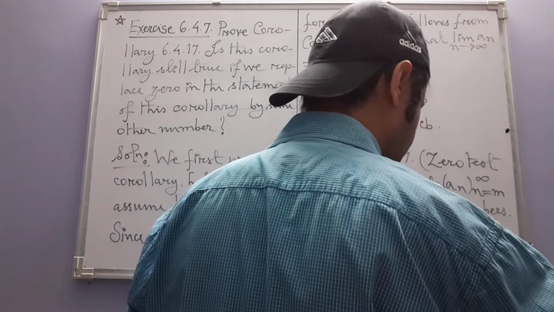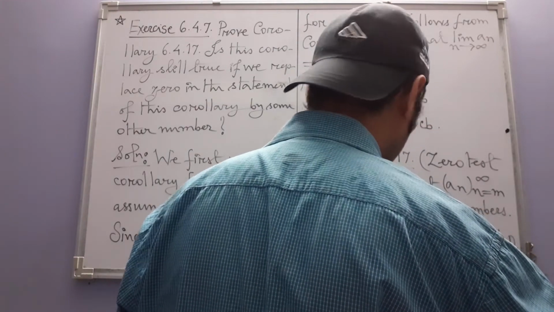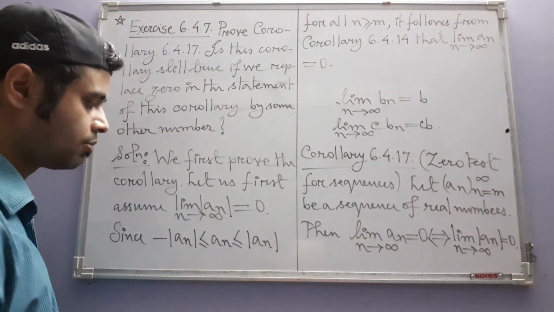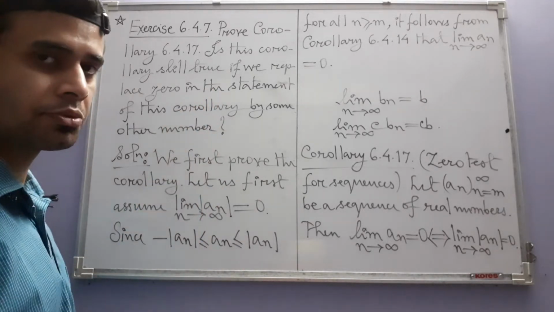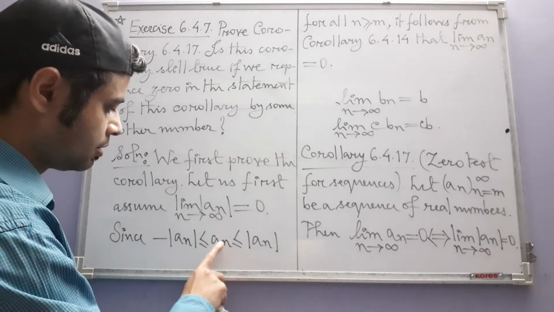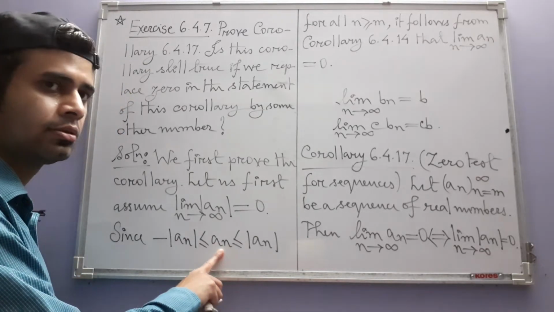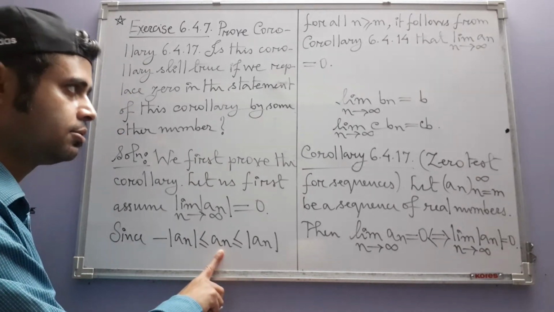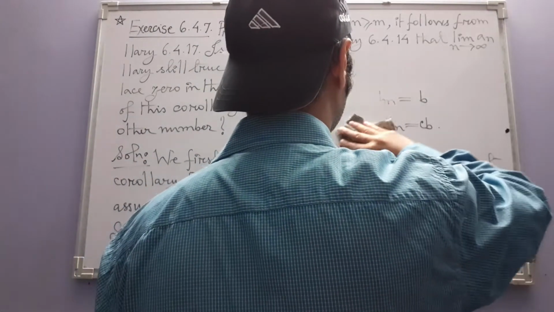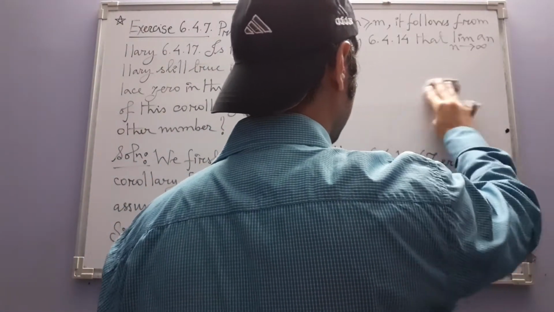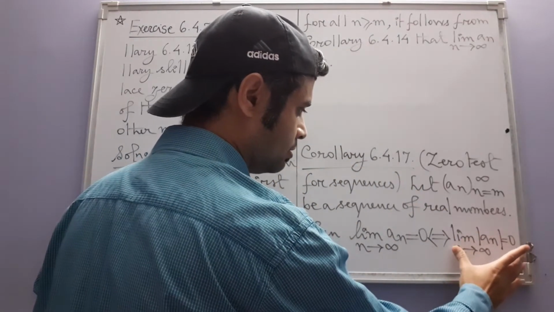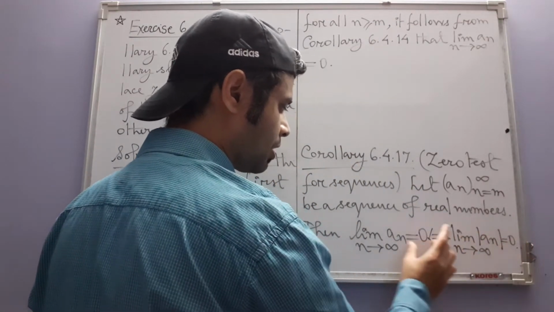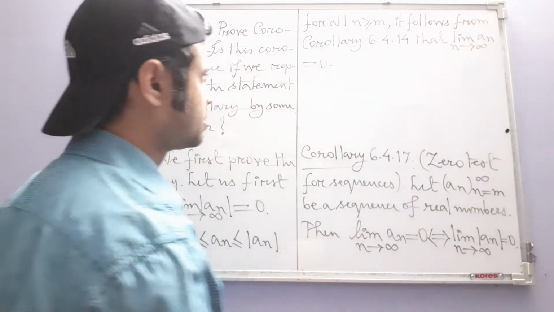And that is why, because both the outermost sequences converge to 0, by the sandwich theorem, corollary 6.4.14, the limit of this sequence also exists and it is equal to 0. So we have proved one half of this corollary, namely this implication. This implies this. Now the converse.